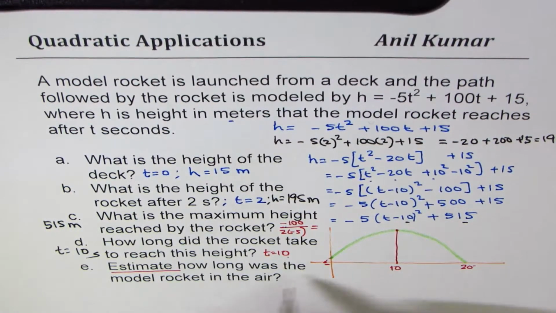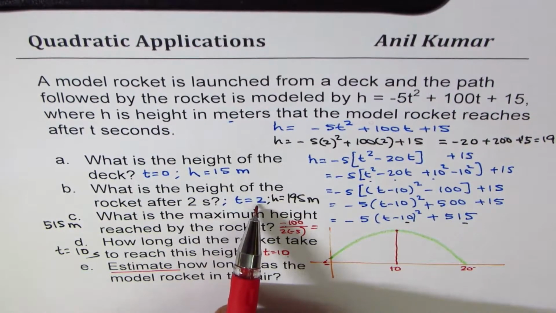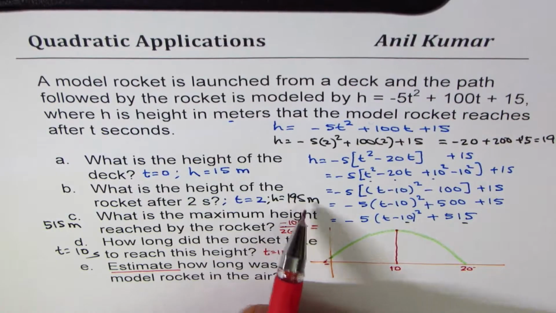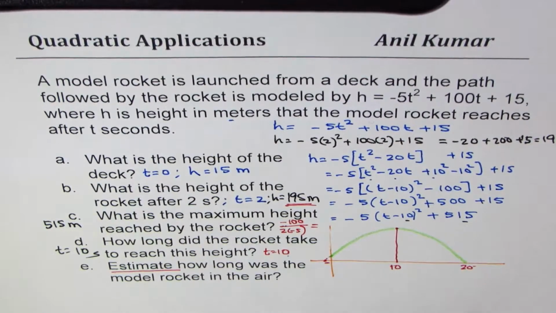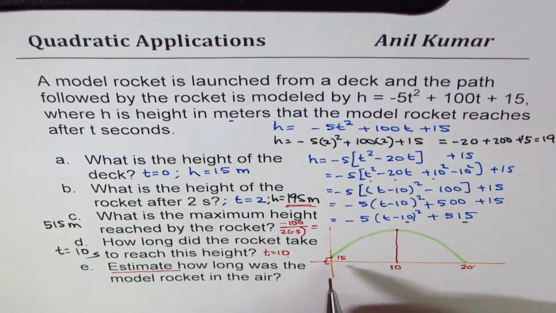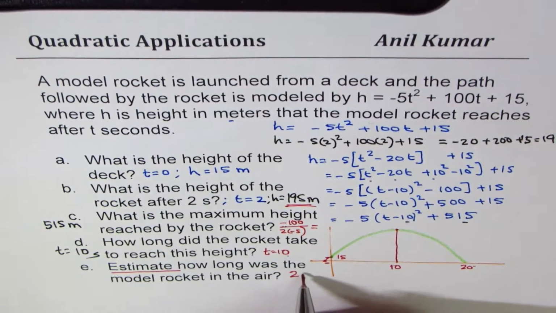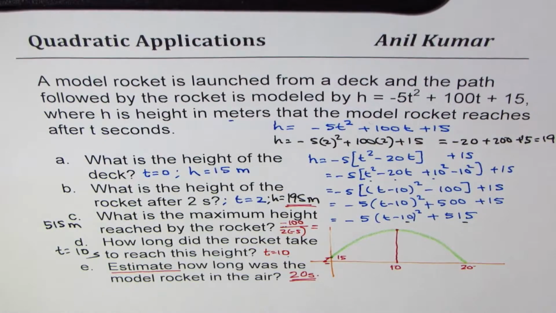So we could estimate this time to be, because after 2 seconds the height is 195. Do you see that? After 2 seconds height is 195. So just for this 15, we can neglect this time and estimate this to be 20 seconds. Is it okay? So an estimate of 20 seconds is not bad.